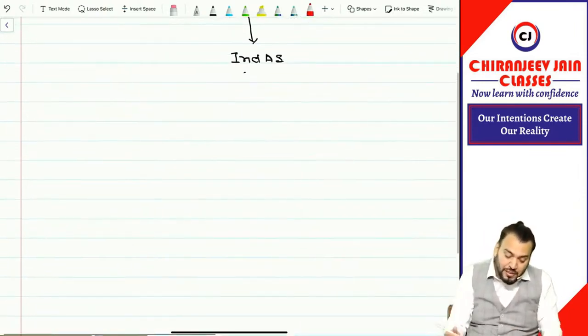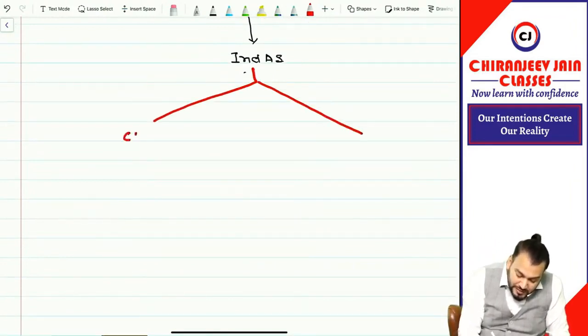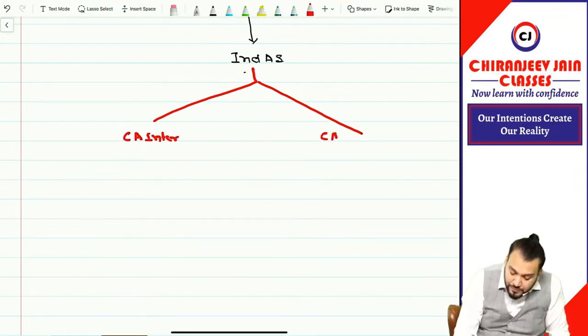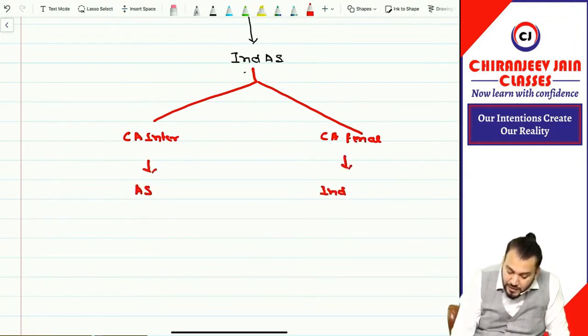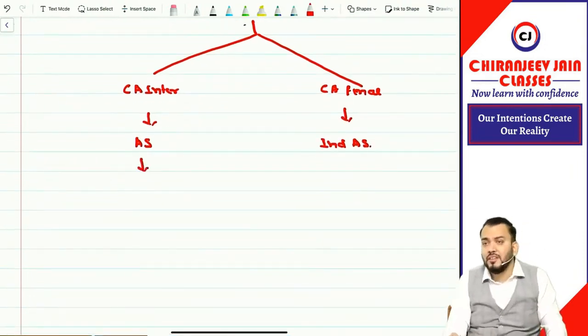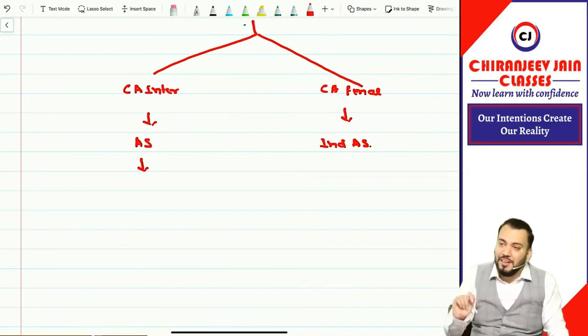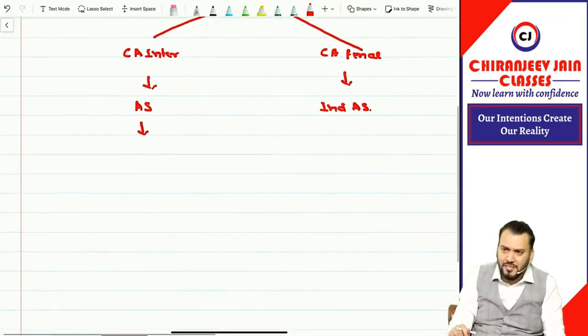Correct? So what actually happened? Means if I say in this way, CA Inter and CA Final. Correct? CA Inter, accounting standard. CA Final, Indian accounting standard. Correct? Now this AS, whatever you have done in CA Inter, correct? That was notified where? You know about that? AS.